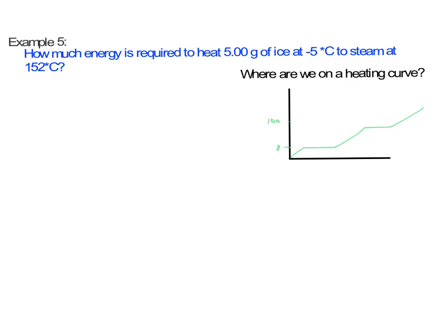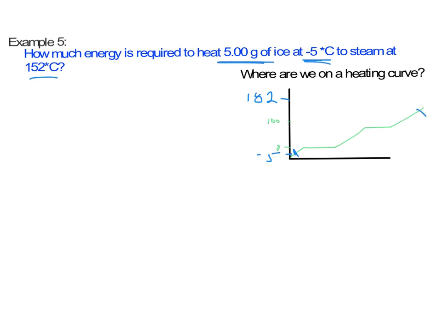In this problem, we're asked to find heat, so we're trying to find Q. We've got 5 grams, so we know our mass. We've got a temperature change, right? Negative 5 degrees Celsius to steam at 152. But if you think about where we are here, we're going from negative 5 all the way down into the area that's a solid, all the way up to 152 degrees, which is way up here with steam. So we're actually starting as a solid, and we're going all the way up to a gas.